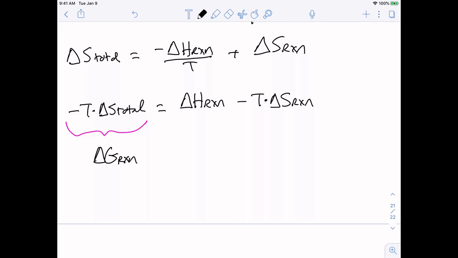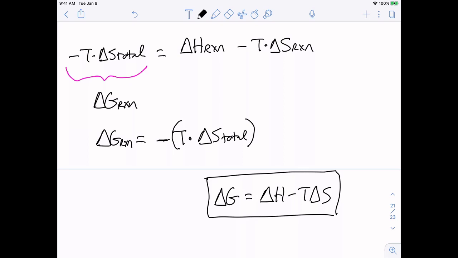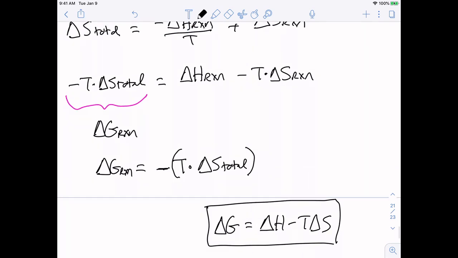All we're doing is defining this new term. We're saying that if I was to take the negative of my temperature, multiply it by the entropy change total, and I'm going to put parentheses around this because I want to make a big deal about this negative, I get delta G for my reaction. So we're just going to do a substitution then, and I get that delta G is equal to delta H minus T delta S. They're all of the reaction. I just left it off because I don't need to differentiate anymore, right? My free energy change for my reaction. So they're all relative to my chemical system.